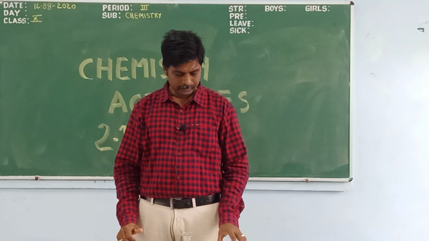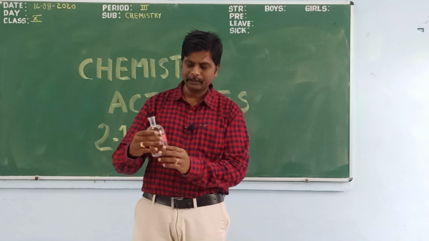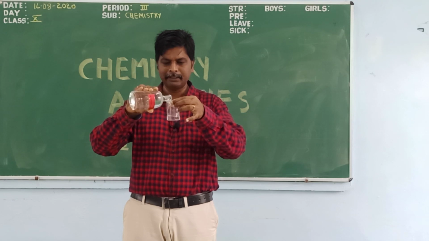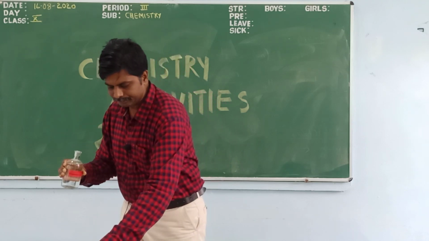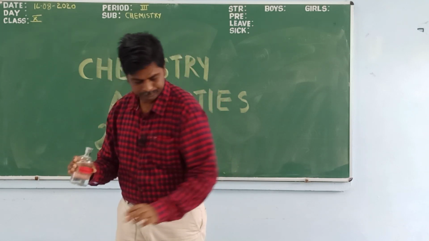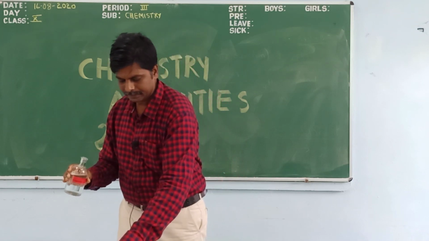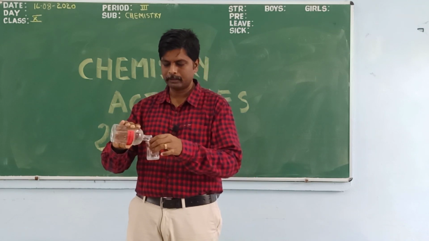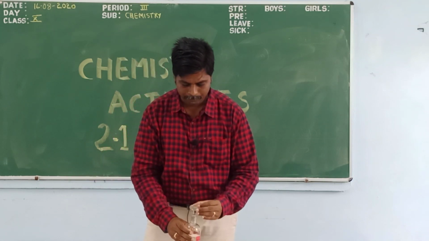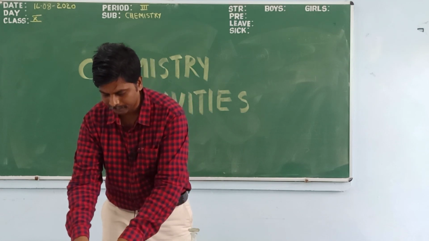Okay, this activity 2.1. For this activity, first of all, I am taking dilute hydrochloric acid into 4 beakers: beaker 1, 2, 3, 4. So dilute hydrochloric acid is taken into 4 beakers, and these 4 beakers have dilute hydrochloric acid in them.